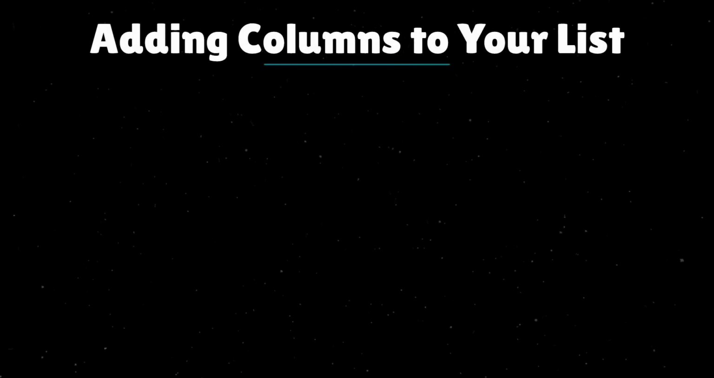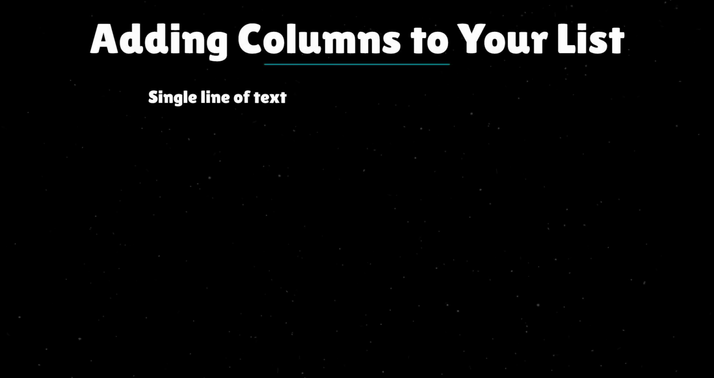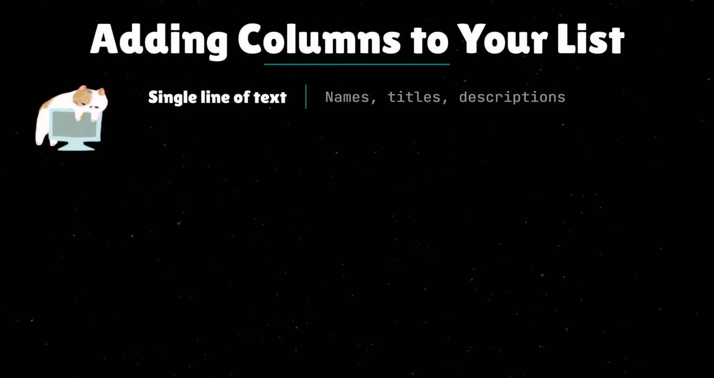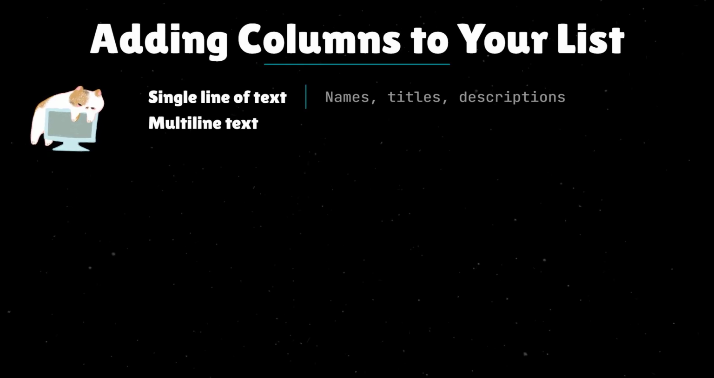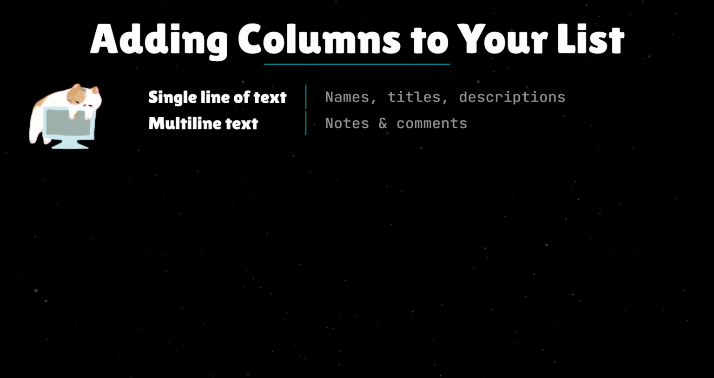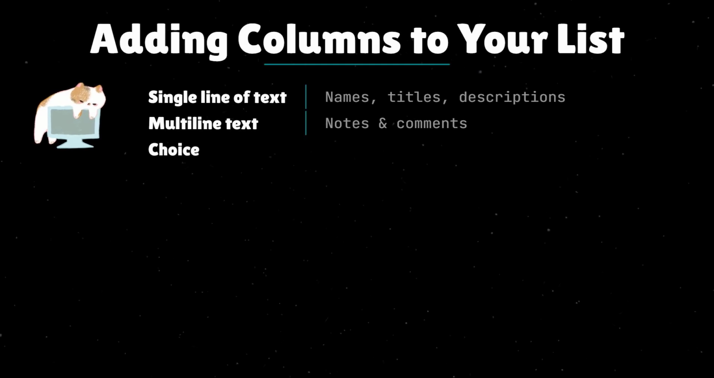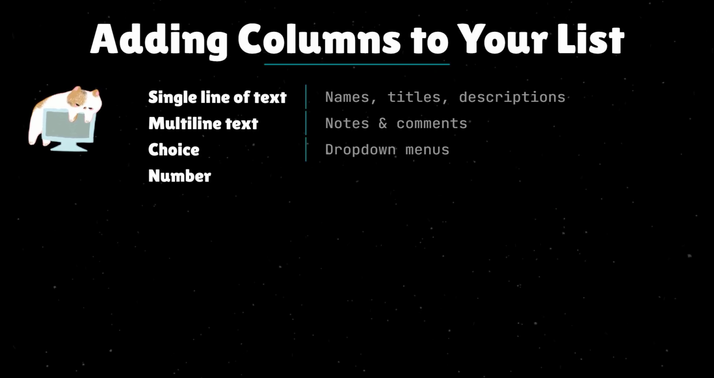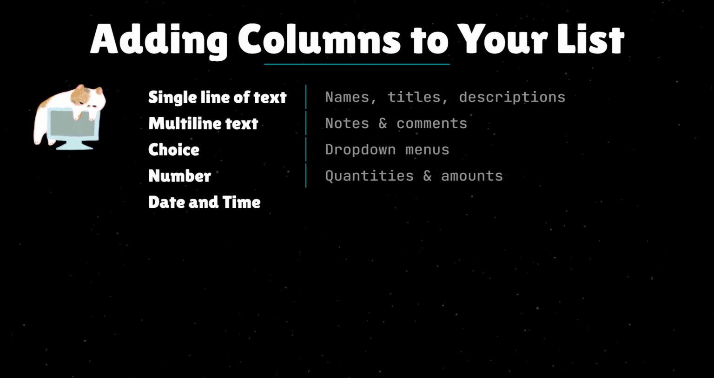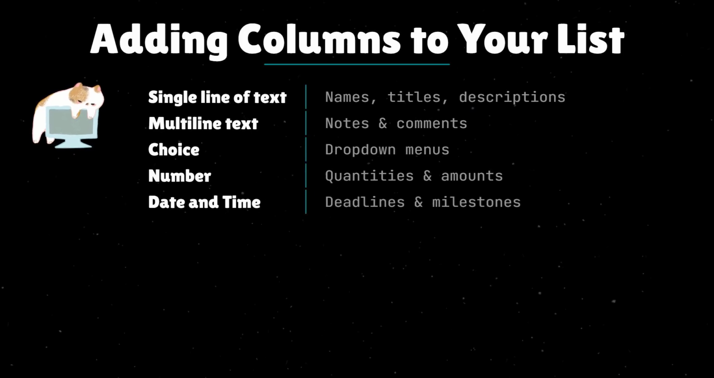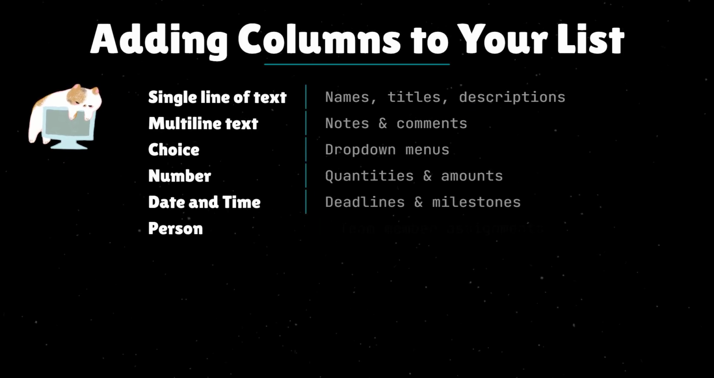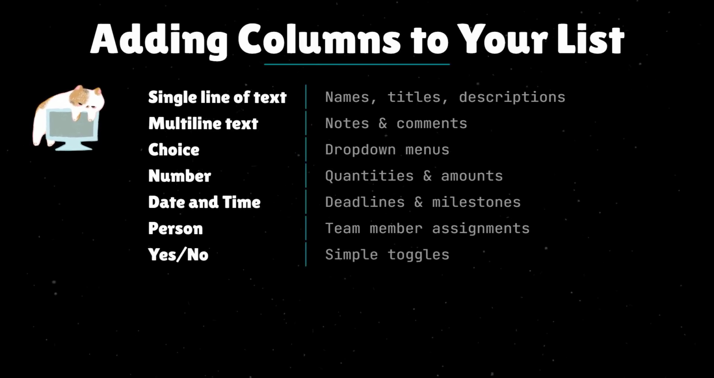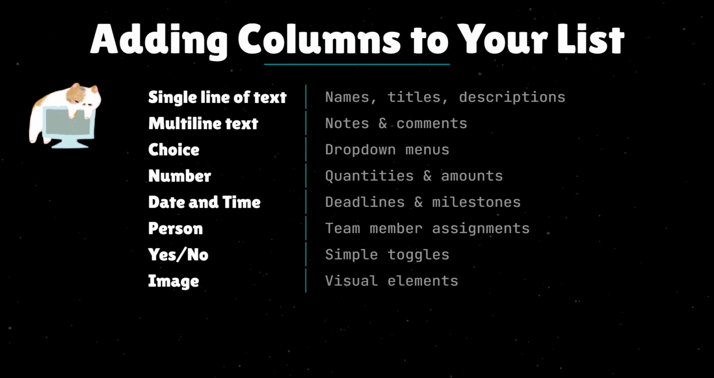Columns define what information you'll track, and SharePoint offers various column types: single line of text for names, titles, and short descriptions, multiple lines of text for detailed notes or comments, choice for creating drop-down menus with predefined options, numbers for quantities and amounts, date and time for tracking deadlines, events, or milestones, person for assigning items to team members, yes or no for simple toggles, and even an image for adding visual elements.